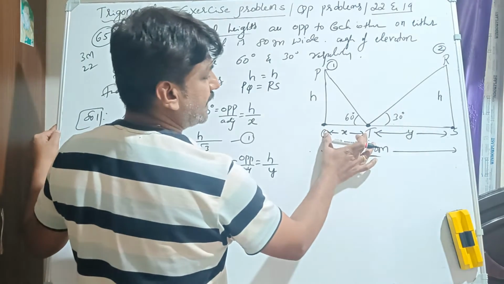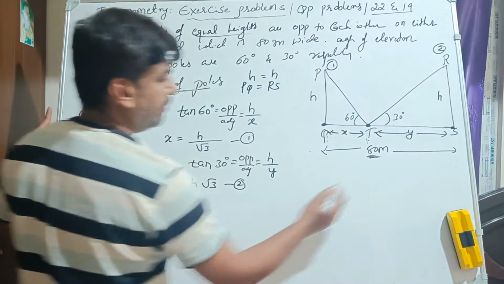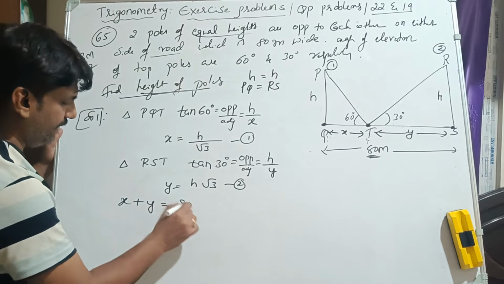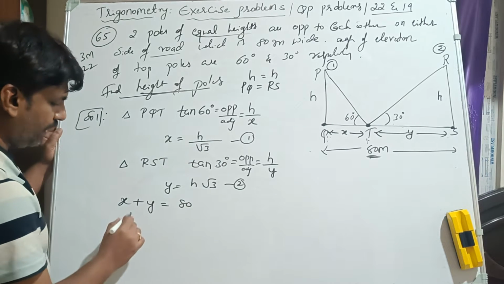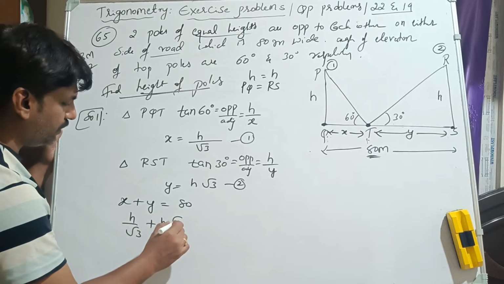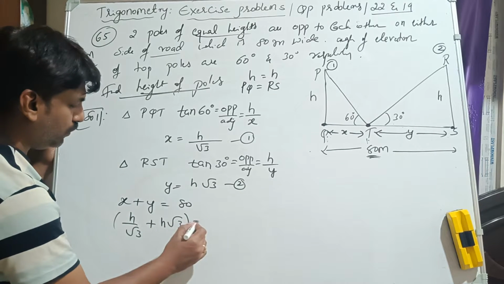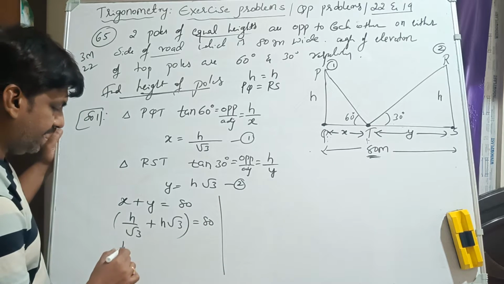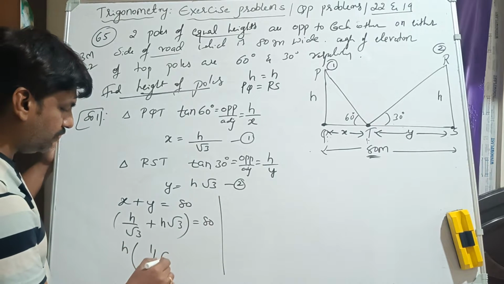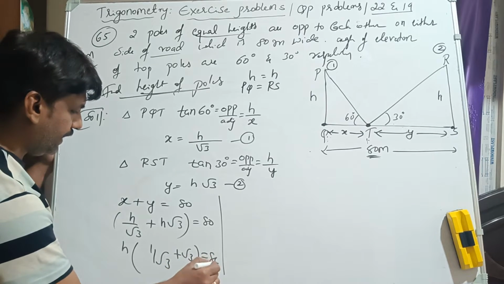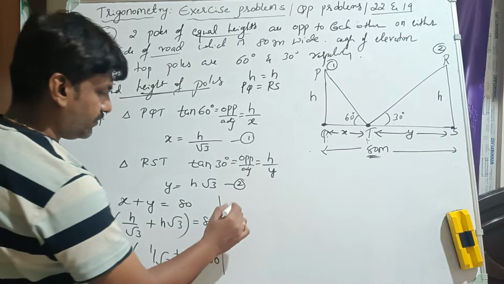But if I add X with Y, what do I get? 80 meters, right? So I write X plus Y is equal to 80. What is X? H by root 3. What is Y? H into root 3. So this whole thing is equal to 80. How can I solve this? I can take H common: H times (1 by root 3 plus root 3) is equal to 80. So you can solve this.